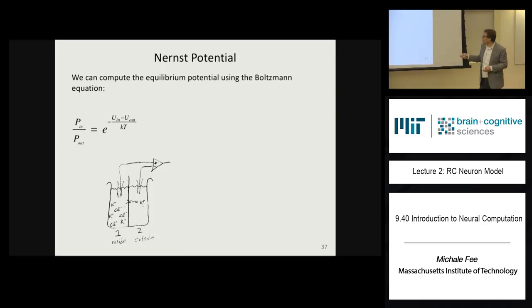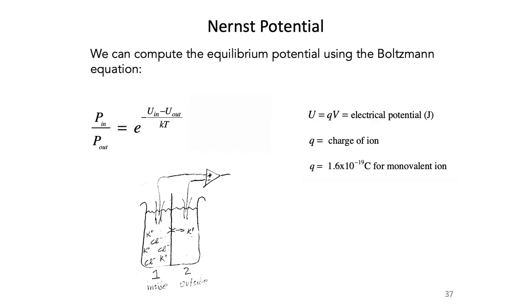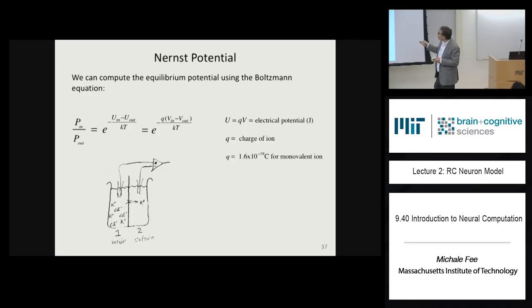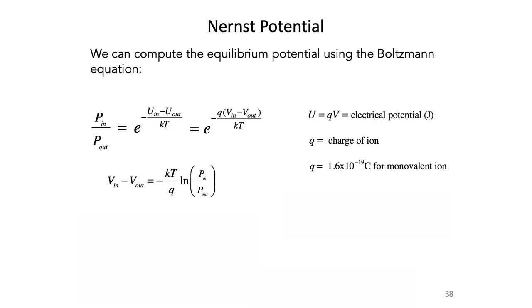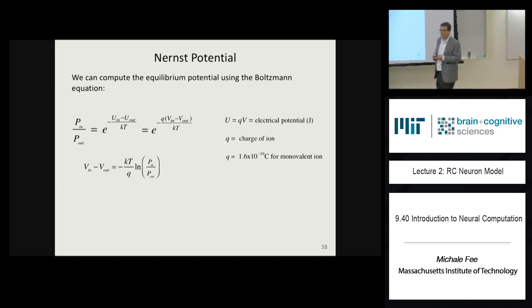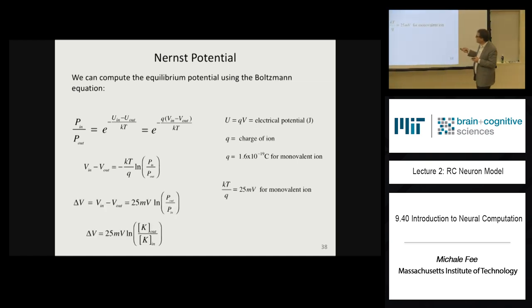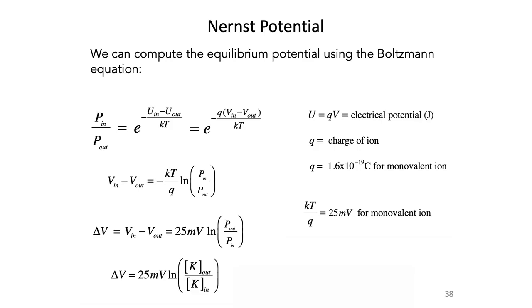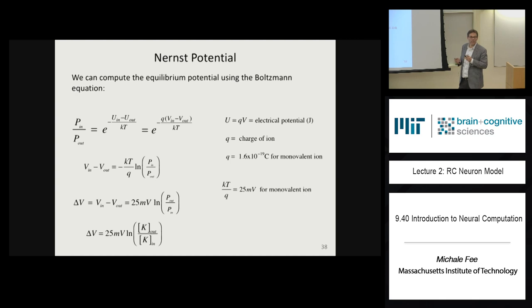What's the energy of a particle here versus here? Well, that's a charged particle. The energy difference is just given by the voltage difference. So energy is charge times voltage, where Q is the charge of an ion. Ratio of probabilities is e to the minus Q times voltage difference over kT. Take the log of both sides, solve for the voltage difference: V in minus V out equals minus kT over Q times the log of the probability ratio. But the probability is just the concentration. And so delta V is equal to kT over Q, which is 25 millivolts, times the log of the ratio of potassium concentration outside to potassium concentration inside.